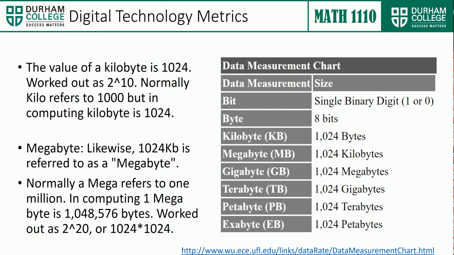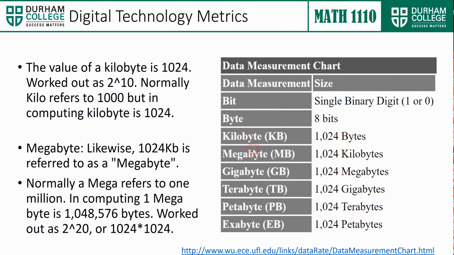All right, so we move on to digital technology metrics, right? This is just really for you to understand how memory works. So this is how it really works. We have a bit, right? A bit can have two states at the maximum. It can either be on or off. We have discussed this. 8 bits, when combined, form a byte.